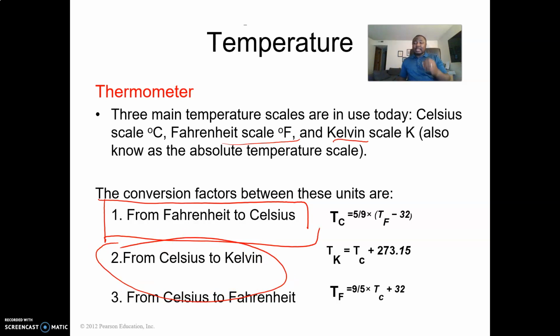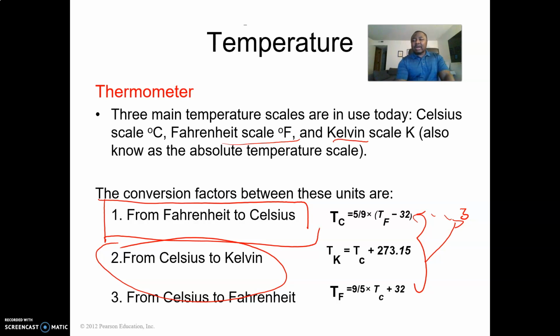Therefore, one thing that is so important is for us to know how to move from one scale to the other. For example, if the temperature is 32 degrees Fahrenheit, what will be that same temperature in the Celsius scale? So these three different formulas are very important, and they can help you to move from one scale to the other.